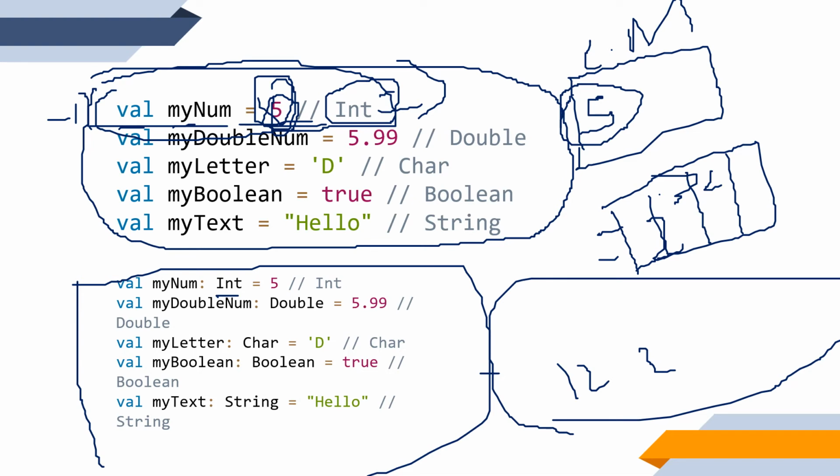Let's see the example. If you declare like that, what will happen in our programming? We will see in the next slide.